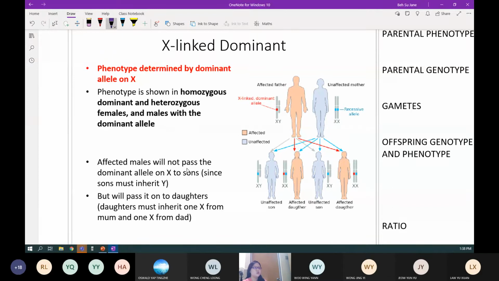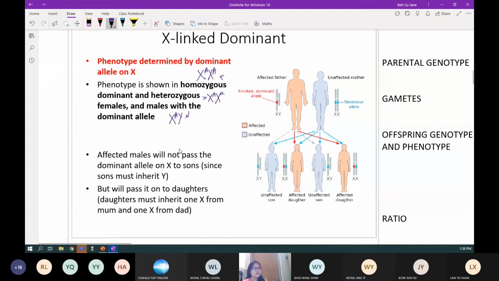Okay, let's use a different alphabet for now, so let's not confuse. So homozygous dominant means like this. So it could be like this. Or heterozygous could be like this, right? And males with the dominant allele, like this. So all these three genotypes, I'm going to write that again, are going to show that phenotype.